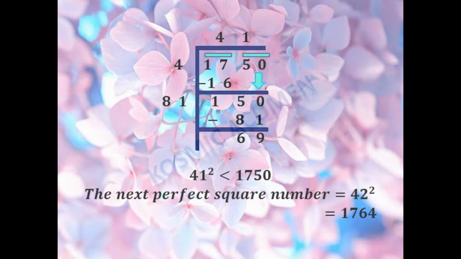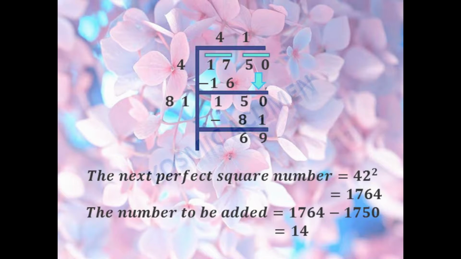Now what is the next step? Next step is simply to subtract the given number from this next perfect square number. So I subtract 1750 from 1764 and I get 14.